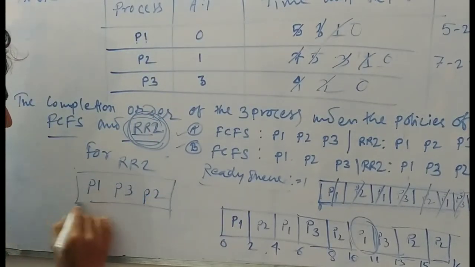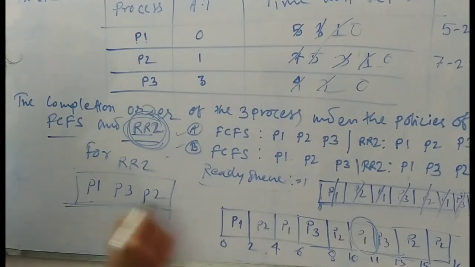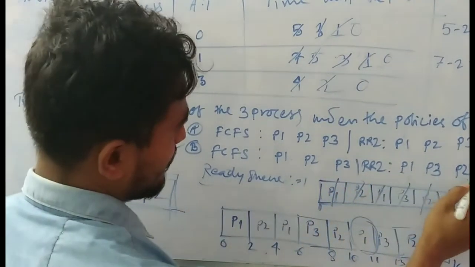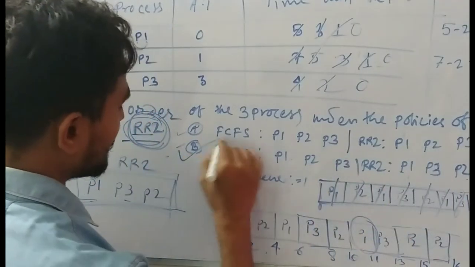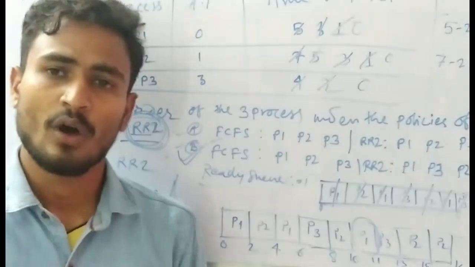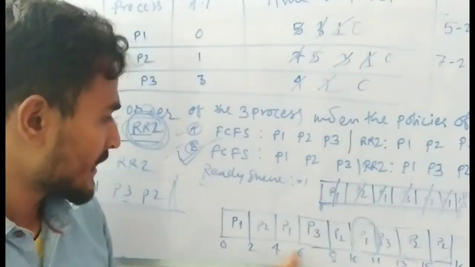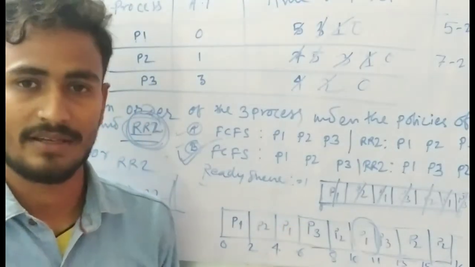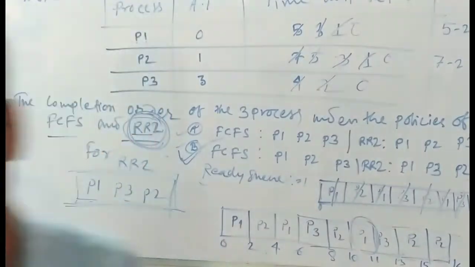So the completion order of the round robin algorithm is P1, P3, P2. So that's why B is the correct option. I hope you can understand this method, which is very easy. Okay, so this is it. Thank you for everything.